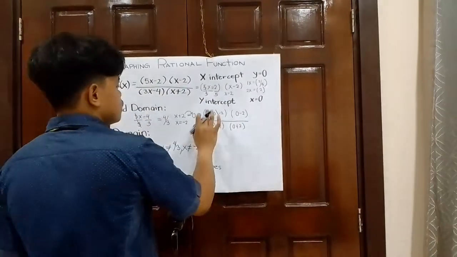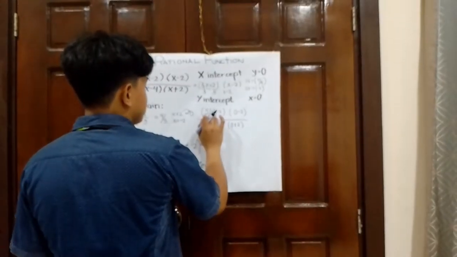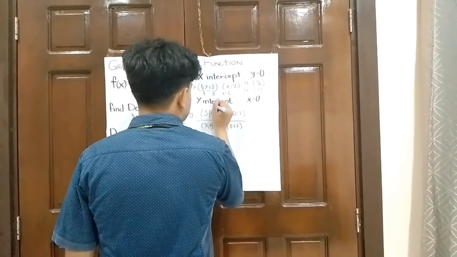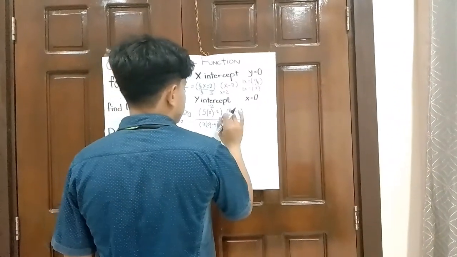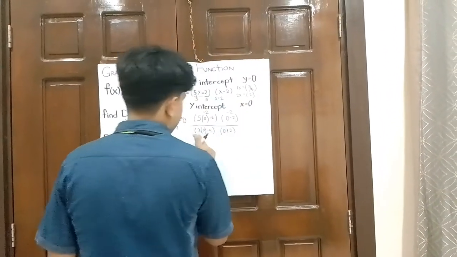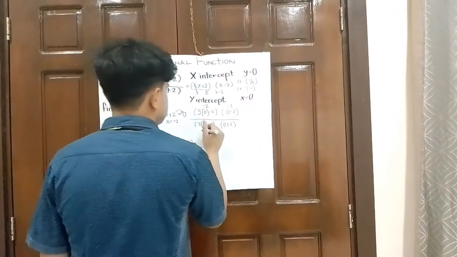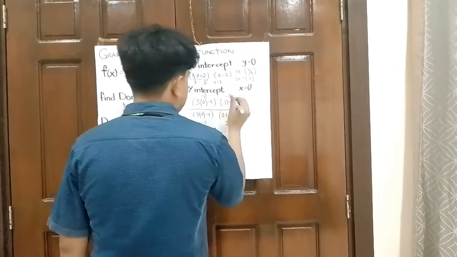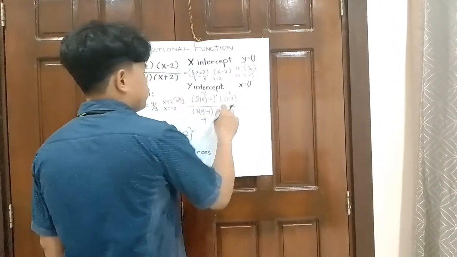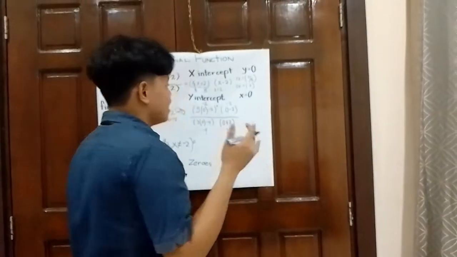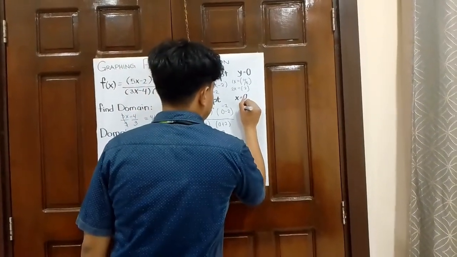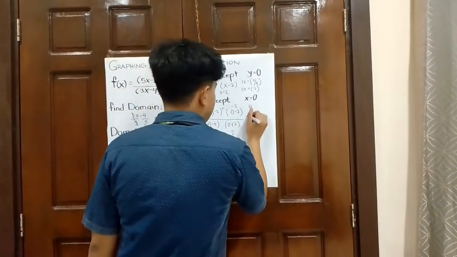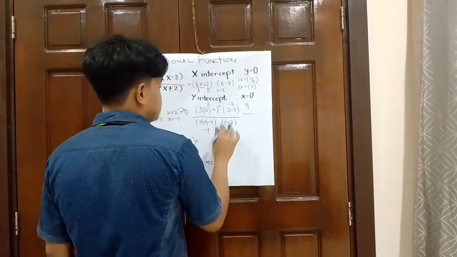For the numerator, 5 times 0 equals 0, minus 2 equals negative 2. Then 0 minus 2 equals negative 2. For the denominator, 0 times 3 equals 0, minus 4 equals negative 4, and 0 plus 2 equals positive 2. Negative 2 times negative 2 is positive 4, since negative times negative equals positive. And negative 4 times 2 equals negative 8.